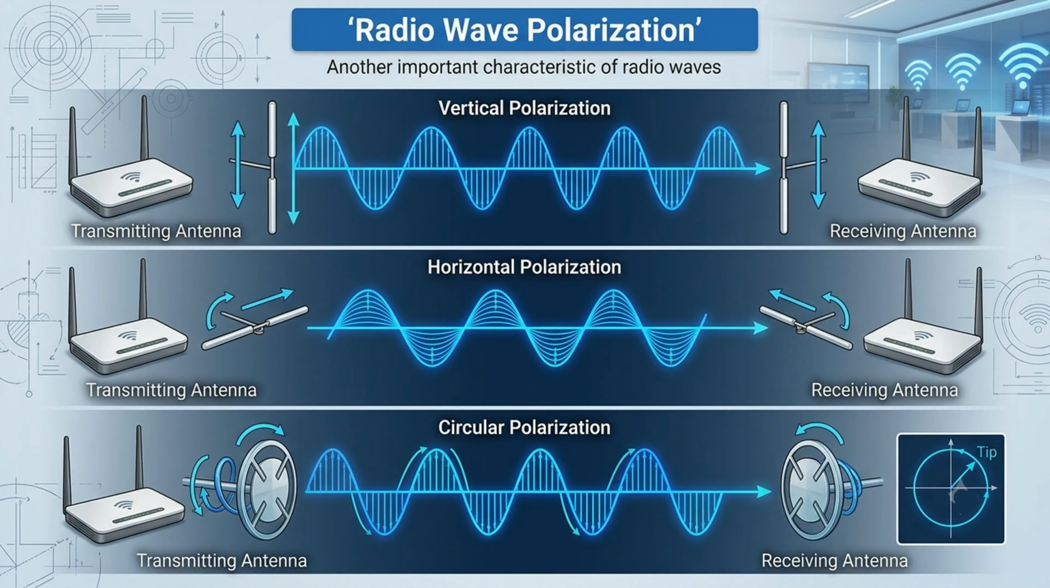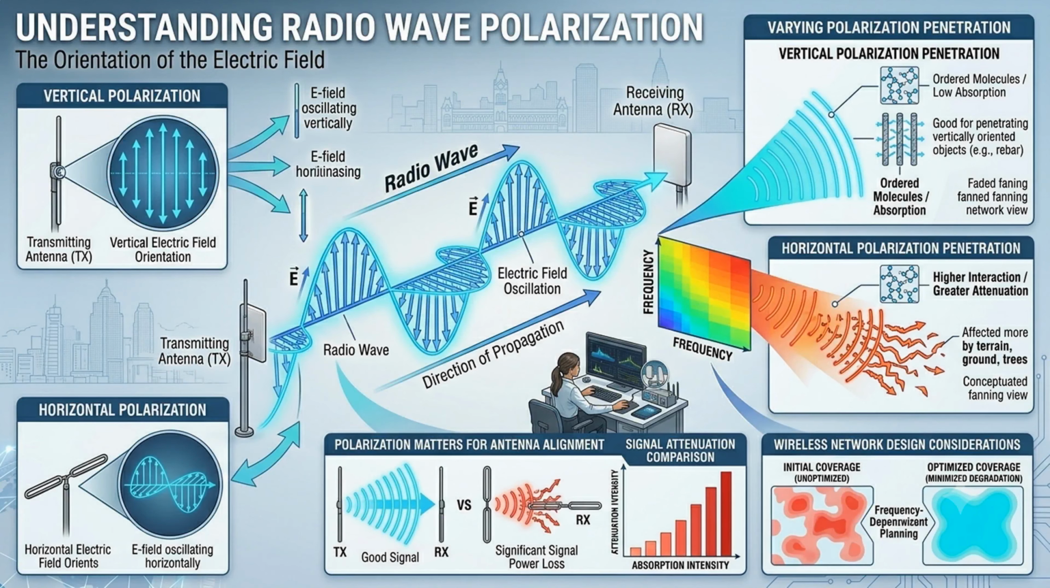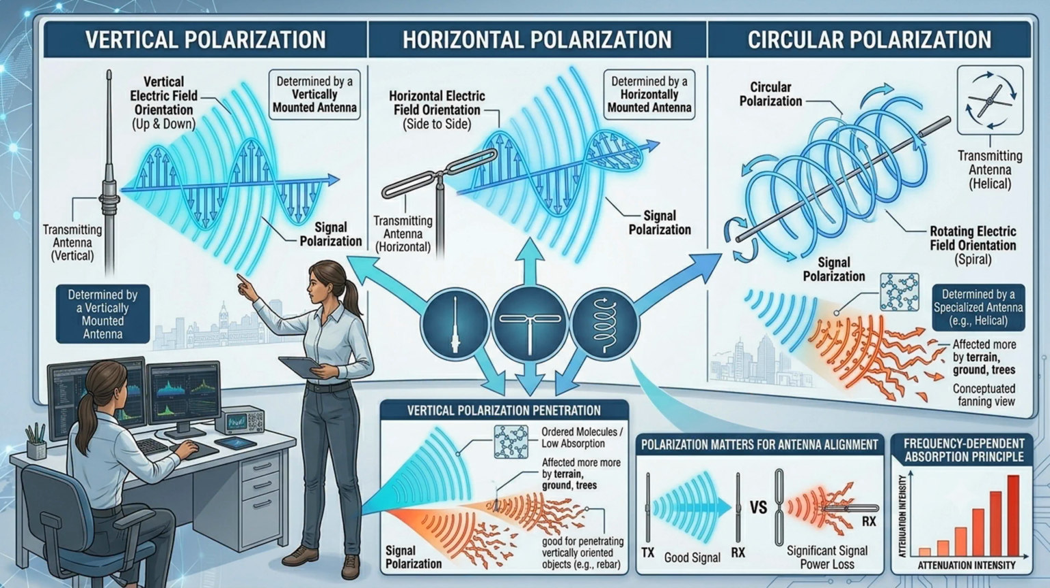Radio wave polarization. The next important characteristic of radio waves is polarization. Polarization describes the orientation of a radio wave's electric field as it travels through space. In wireless communication, polarization plays a critical role in antenna alignment, signal reception and overall communication efficiency. The most common types of polarization are vertical, horizontal, and circular polarization. The polarization of a signal is determined by the design and orientation of the transmitting antenna.